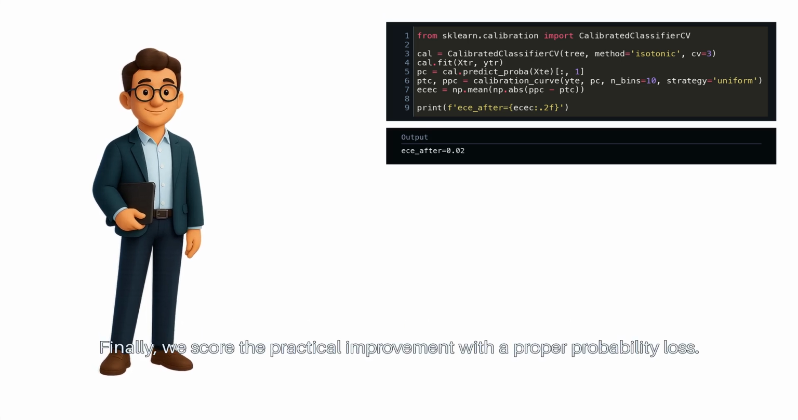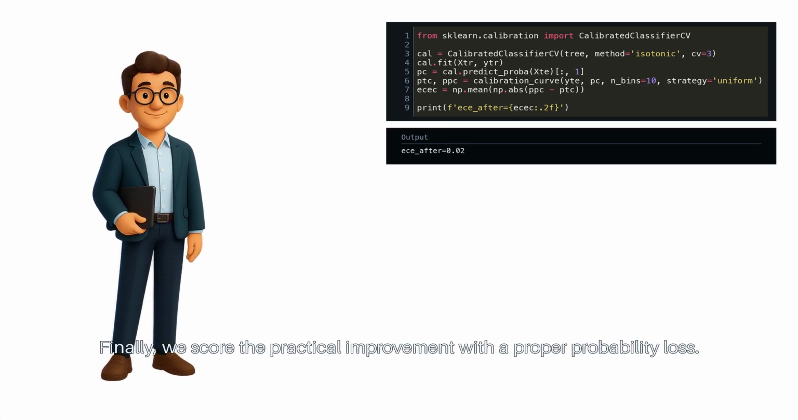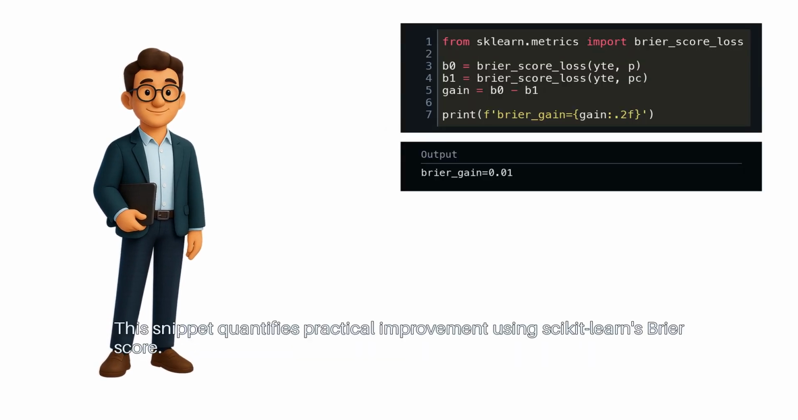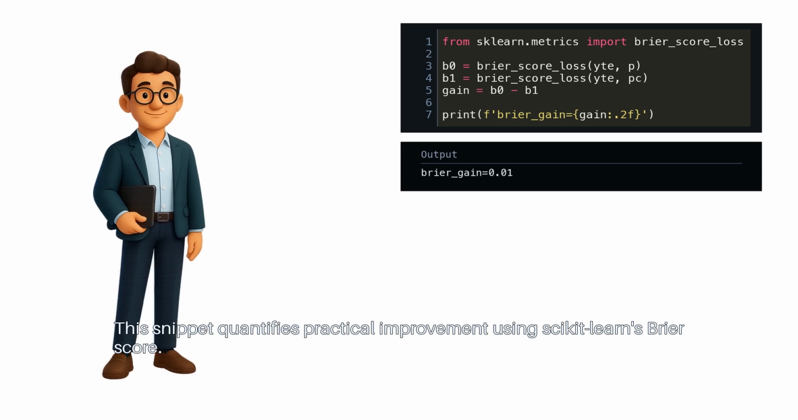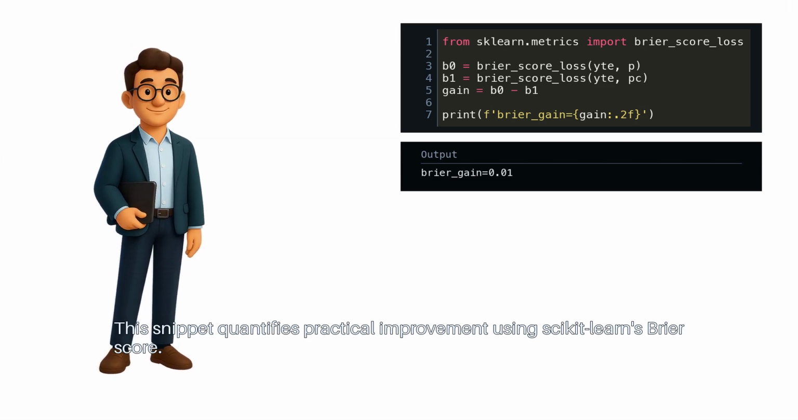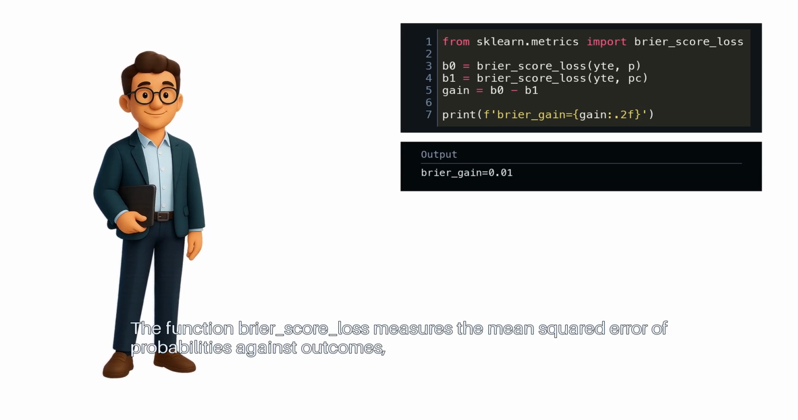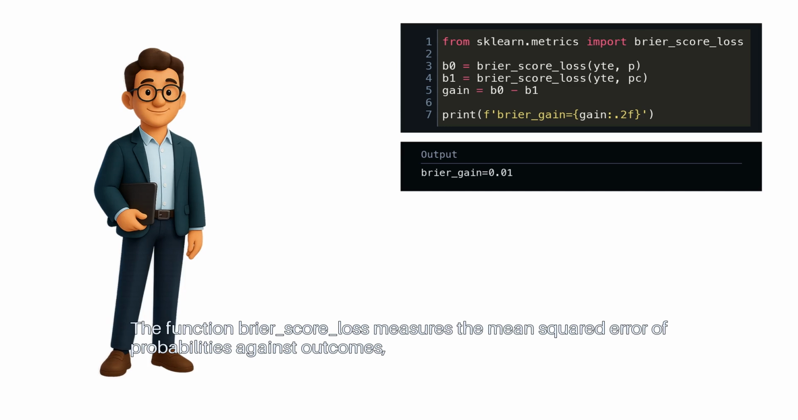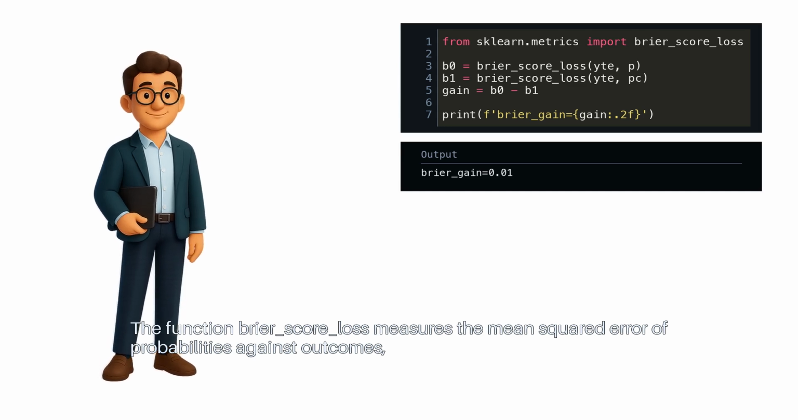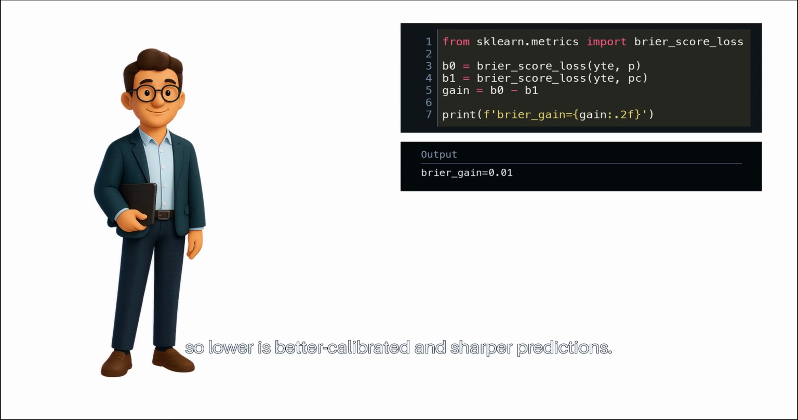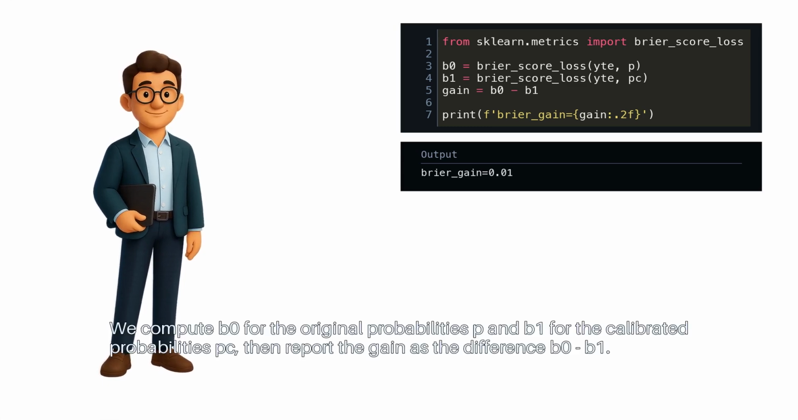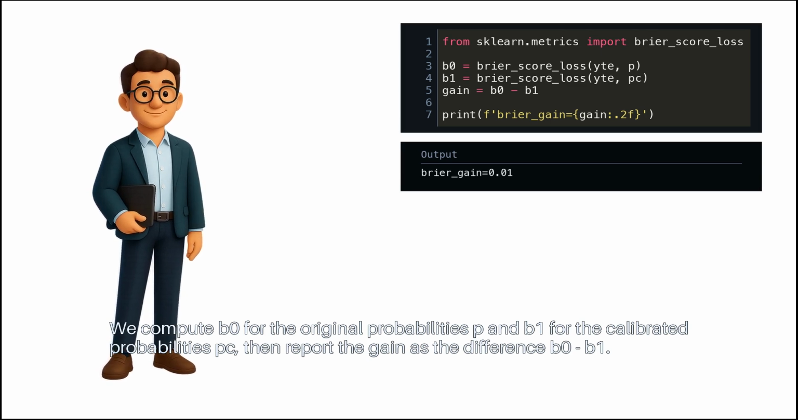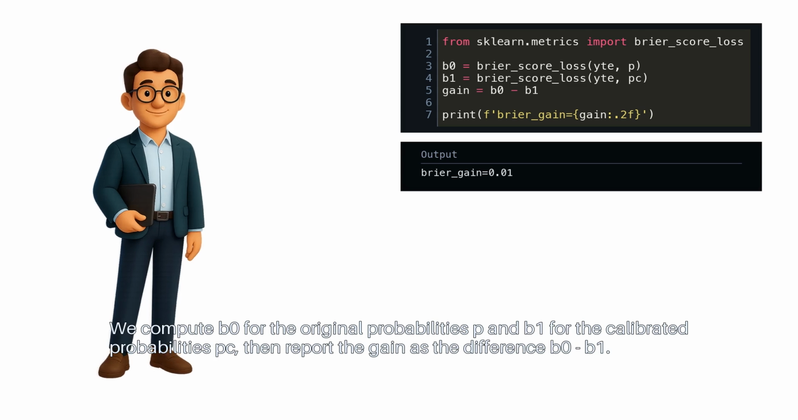Finally, we score the practical improvement with a proper probability loss. This snippet quantifies practical improvement using scikit-learn's Brier score. The function brier_score_loss measures the mean squared error of probabilities against outcomes, so lower is better calibrated and sharper predictions. We compute B0 for the original probabilities P and B1 for the calibrated probabilities PC, then report the gain as the difference B0 minus B1.